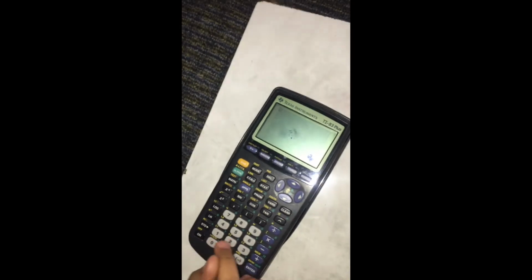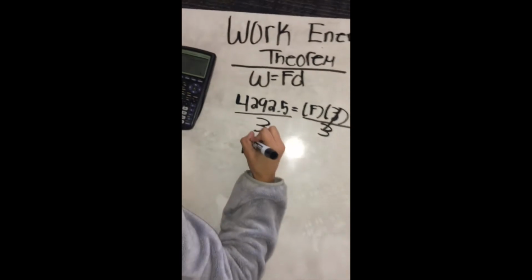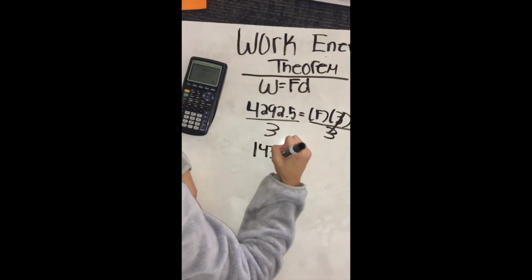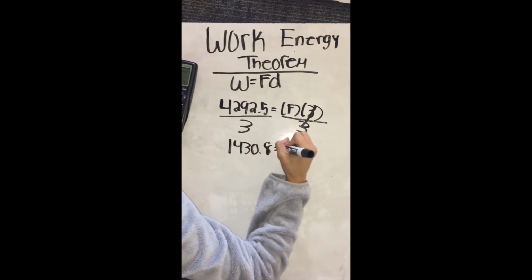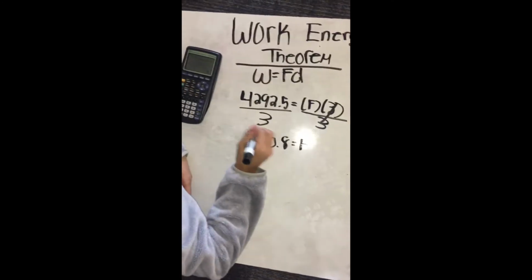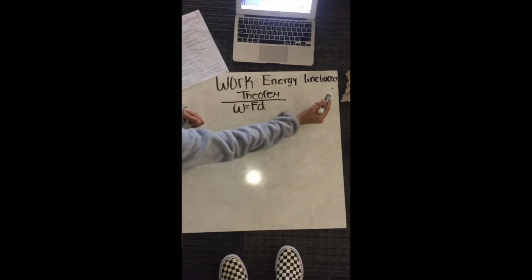Using this handy dandy calculator, 2.5 divided by 3, and that gives you 1,430.8. Yay. That's our answer. So now we're going to do the work energy theorem for the linebacker.